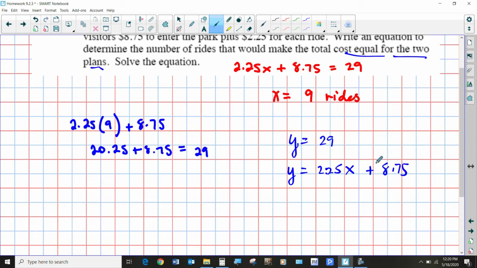So we've got to figure out what value of X makes this quantity here equal to this quantity. So this is called the equal values method, where if y equals this and y equals that, then this must be equal to that.